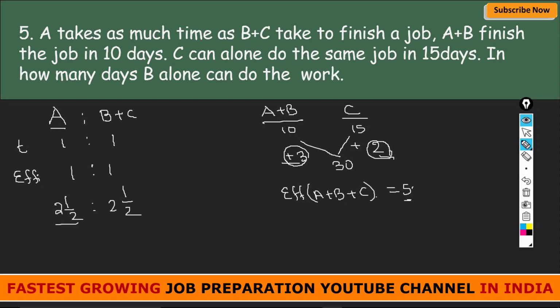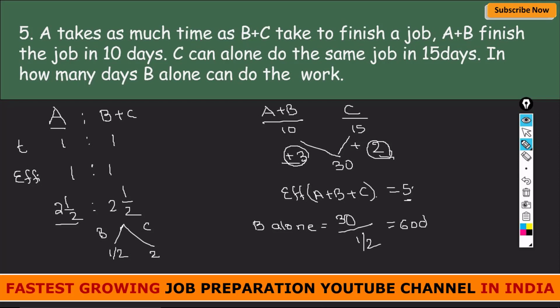So what will be the value of B? I can write B and C. B will be half, whereas C is 2. So what I have to find out is how many days B alone can do the work. So efficiency of B is half. That means B alone will take, the total is 30. So 30 divided by half equal to 60 days. So B will take 60 days.